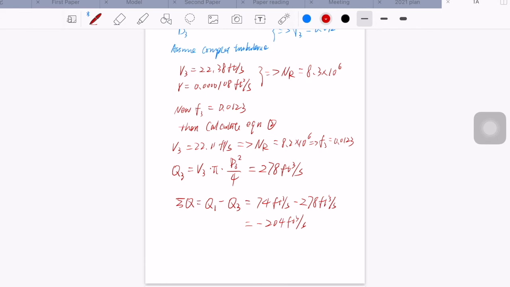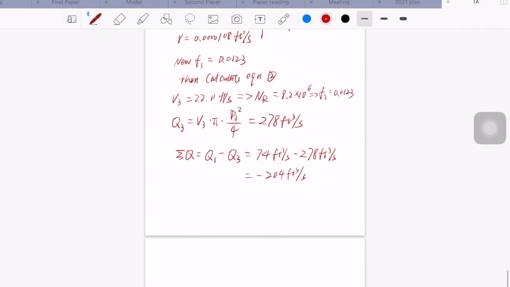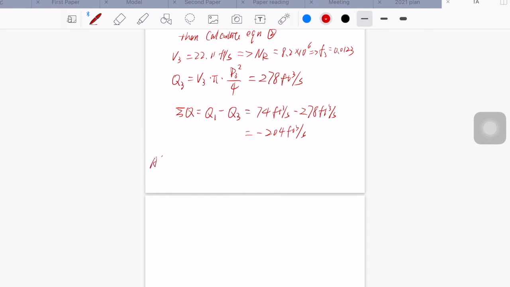So there is too much outflow, the total energy head at the junction is too high, and we need to guess the new total energy elevation. So after several trials, we found the total energy elevation should be 5,163.5 feet.